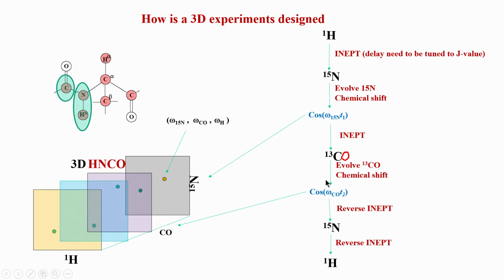So, the same thing we have to do here, a reverse INEPT to come back from carbonyl to nitrogen. Okay. And this INEPT is the same as this INEPT, same delays, just that it is coming back to nitrogen, the magnetization, and then we again go back to proton because we started from proton, and then this is finally detected physically. That is why it is a proton detection experiment, and during the detection the chemical shift of proton is captured as omega H into T3 cosine. So, you can see this is how this axis comes about.